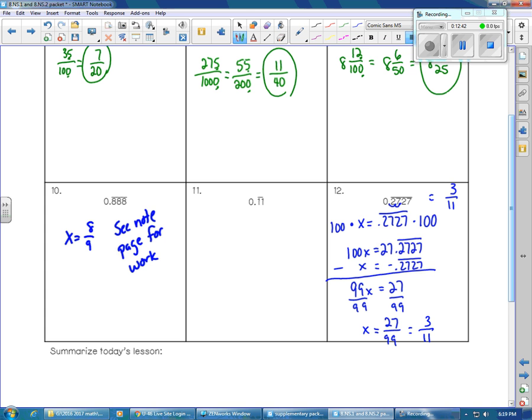What I'd like you to do right now is pause the video, see if you can get number 11 worked out, and then come back and check your work. Number 11, again, is very similar to number 10, so you're going to be multiplying both sides of your equation by 10 instead of 100, okay? So pause here and see what you can work out.